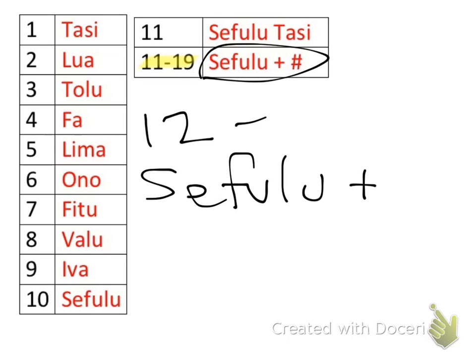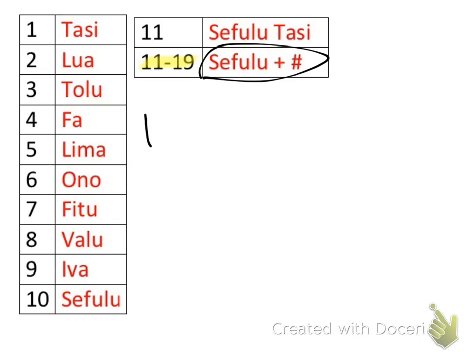And then my next number right here is a 2. I want to add the number 2 in Samoan, and that is Lua. So I just have Sefulu Lua. Awesome. I'm going to do one more with you, and then I'm going to ask you to do the next ones on your own, and hopefully this is quite intuitive for you.